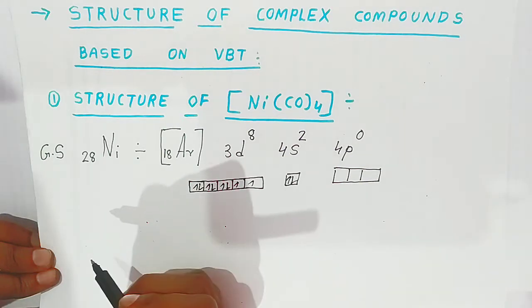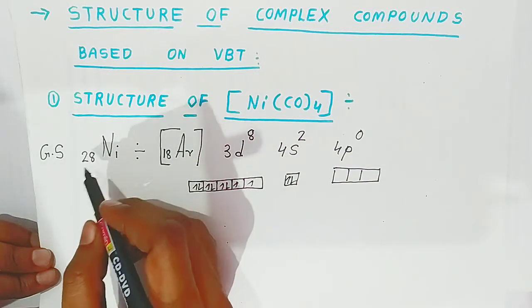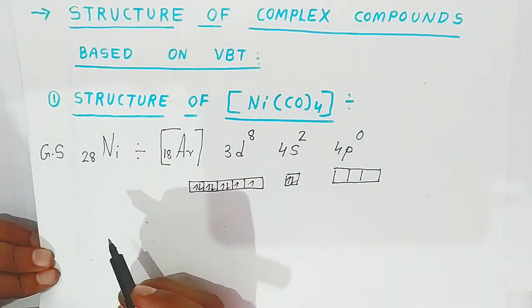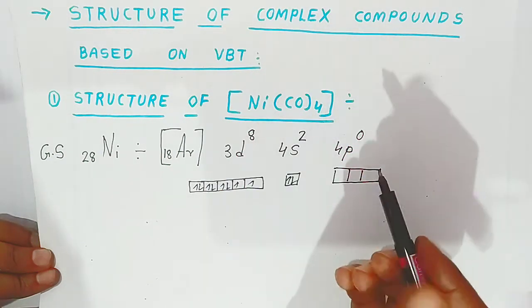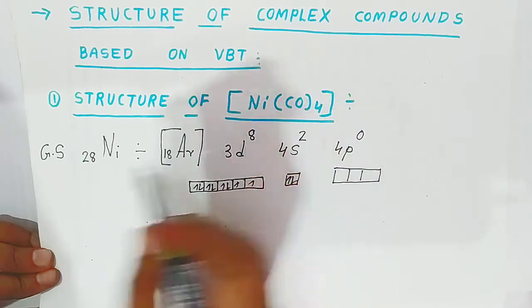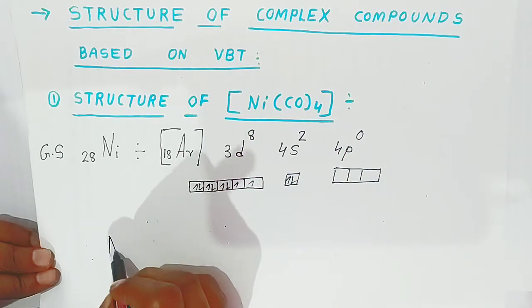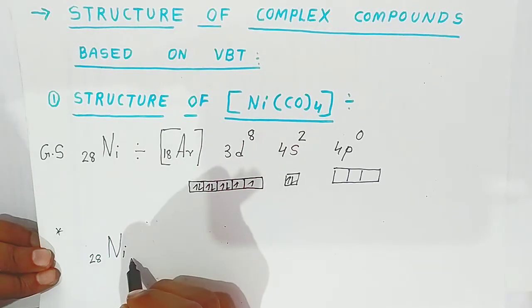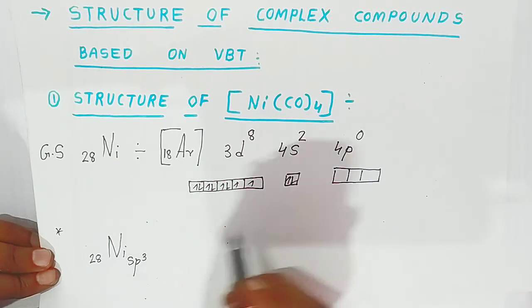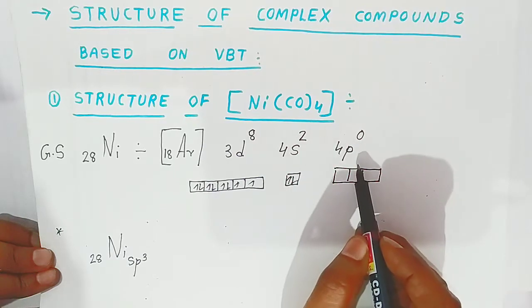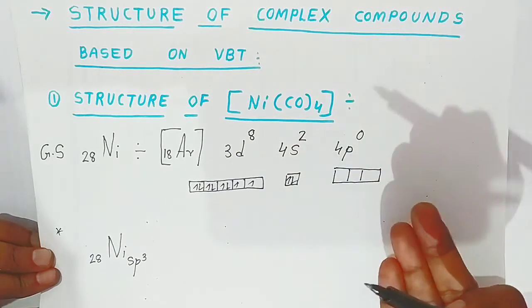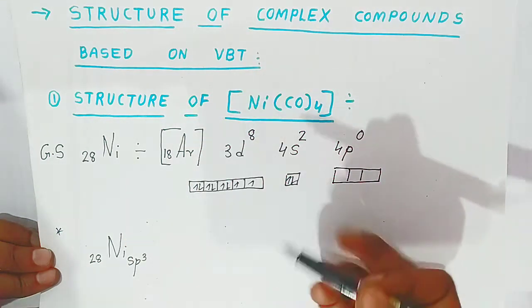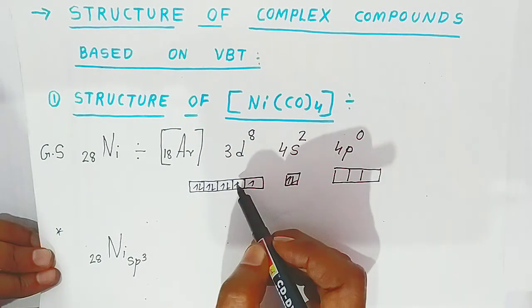Now what happens, students? In the nickel 28 atom ground state, this is the electron configuration. What happens when the 4 carbonyl ligands approach the nickel? Nickel 28 goes to the excited state and undergoes sp3 hybridization. sp3 means 1 s orbital and 3 p orbitals. Before that, when the ligands approach the nickel, these 2 electrons migrate to the 3d orbitals.